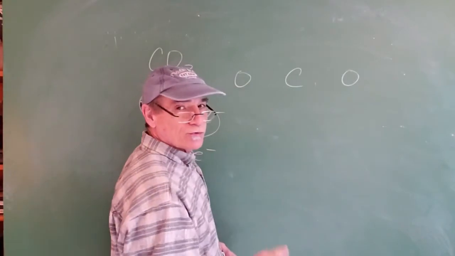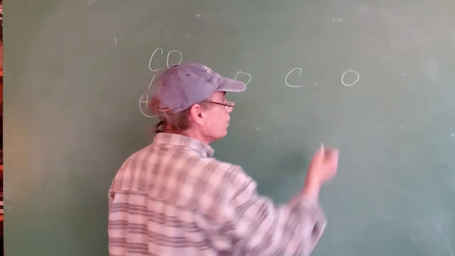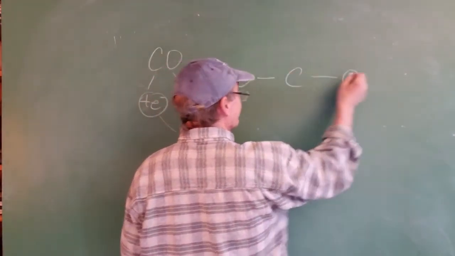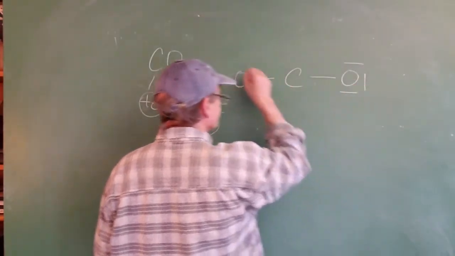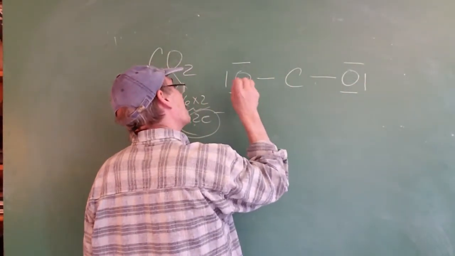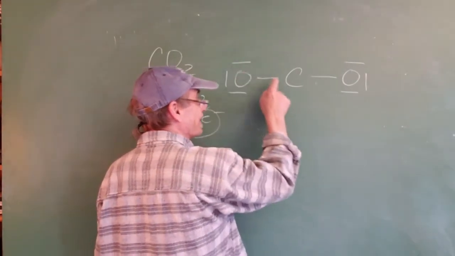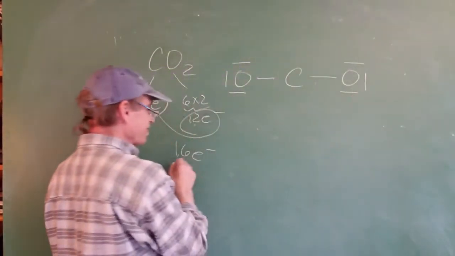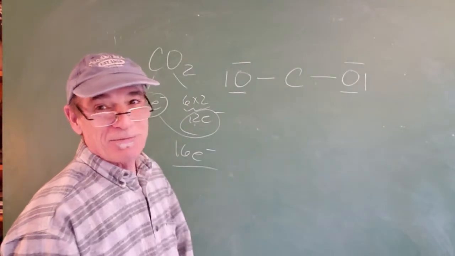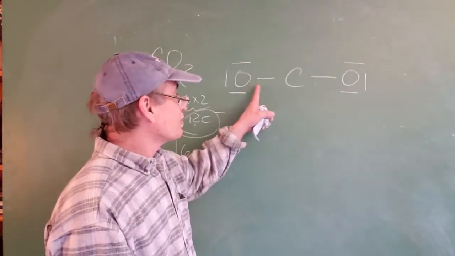Now, don't draw this if you're taking notes, but I would put in the spokes and then pay off everybody on the outside like I always do. But at that point, I just played my last electron. That's 2, 4, 6, 8, 10, 12, 14, 16. That's all I've got. But I'm not done, because the oxygens are happy.